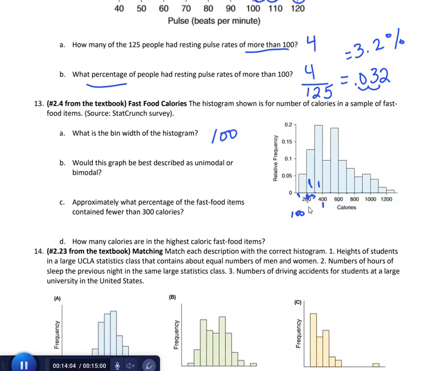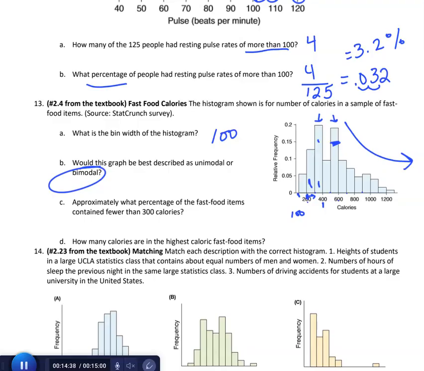B says, would this graph be best described as unimodal or bimodal? This is a little bit subjective. I would say this is probably bimodal because you've got two bins that are close in height. Yeah, I would say bimodal. If this second one were a little bit shorter, then I would say it's probably just unimodal. But I would go with bimodal for this one. Also notice that, and it didn't ask this question, this is right skewed. Remember, wherever the tail is, that tells you the shape of the graph. Because the tail's on the right side, it's right skewed.